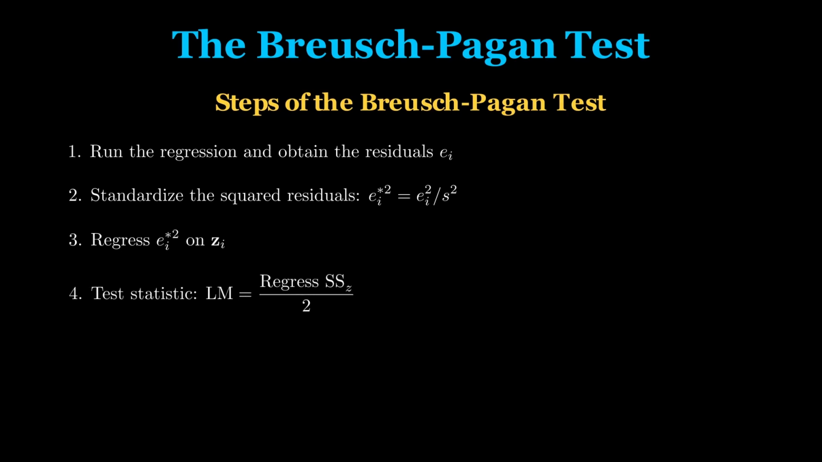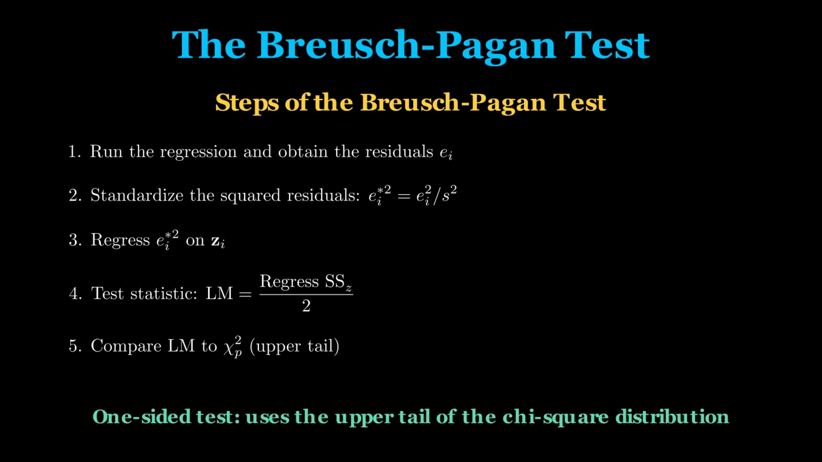Step 4. Calculate the test statistic, LM, which equals the regression sum of squares from step 3 divided by 2. Step 5. Compare the test statistic to the chi-square distribution with degrees of freedom equal to the number of predictors p excluding the intercept. If the p-value is less than the chosen significance level, we reject the null hypothesis of homoscedasticity, indicating the presence of heteroscedasticity.